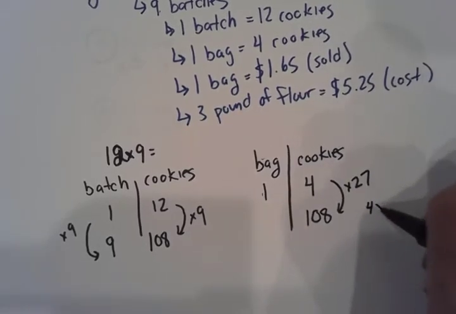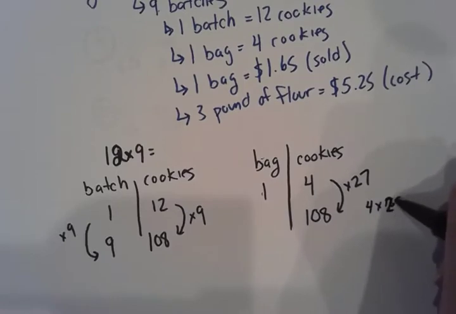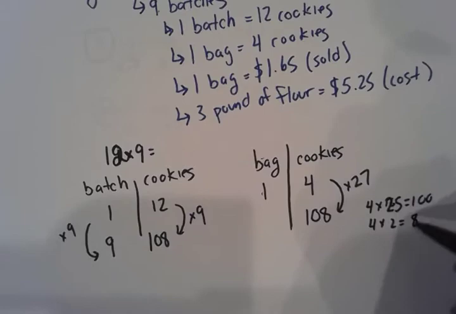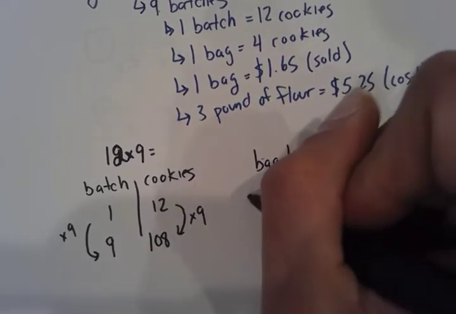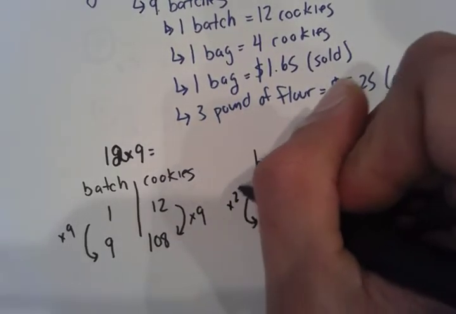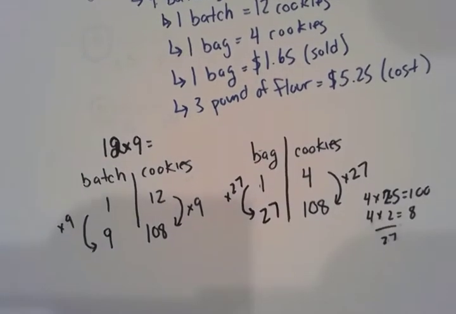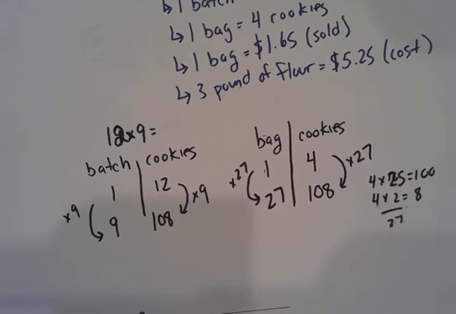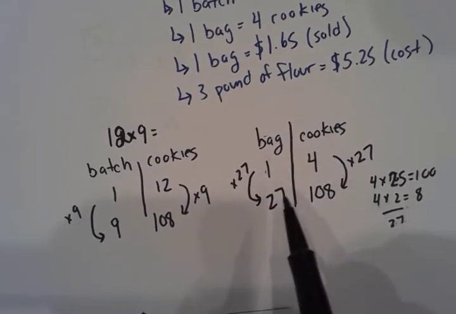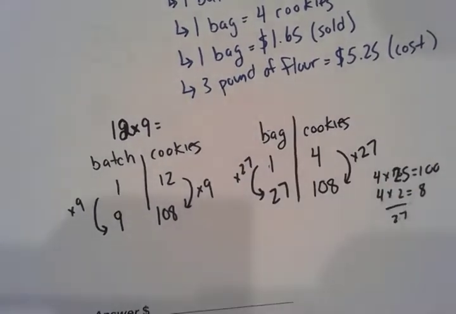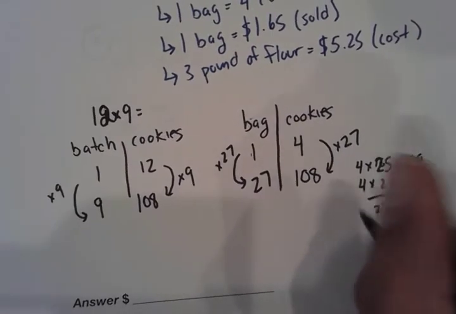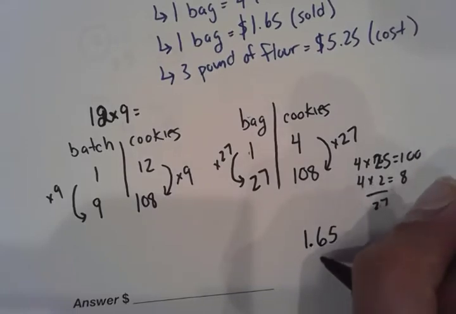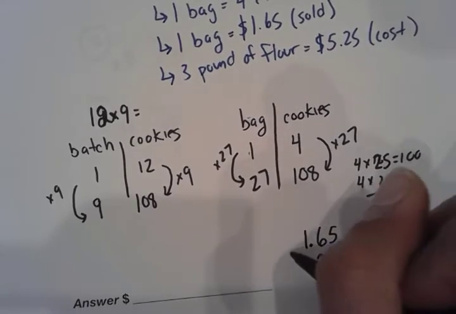So I'll write that over here. 4 times 25 equals 100, and 4 times 2 equals 8, making it 27. And what you do to one side, you do to the other. So now we know we have 27 bags of cookies. So now, how much did we make if we sold all 27? So we know one bag costs $1.65, and we sold 27 bags.